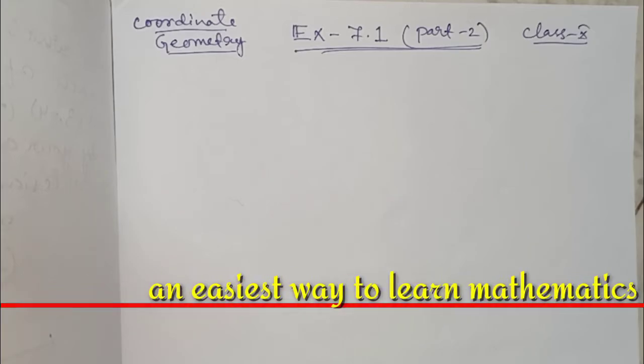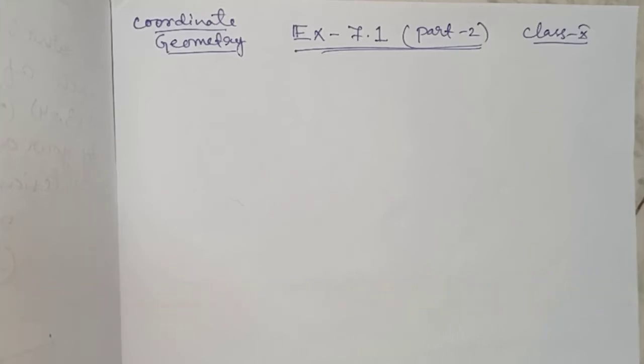Before this I taught you part 1, where I taught you all the basic things related to coordinate geometry, and I have solved questions from 1st to 4th. So you can click on the i button to see those videos so that you will be able to learn the basic things about coordinate geometry. Now I am going to start part 2 of this exercise, that is from question number 5.